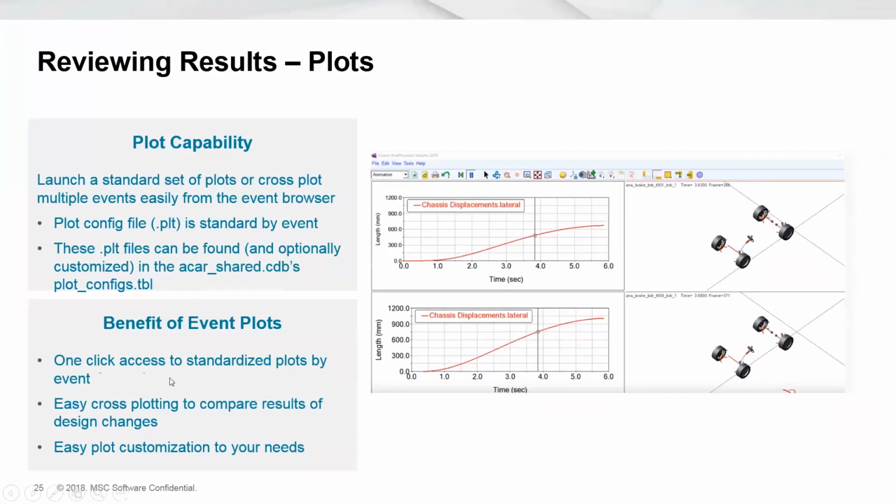So you have one-click access to a standardized set of plots by event for each event, and it's actually quite easy, simply by selecting two events and the plot operation, to generate a cross plot to compare results of design changes, whether you're using our standard configuration files or your own customized configuration files.